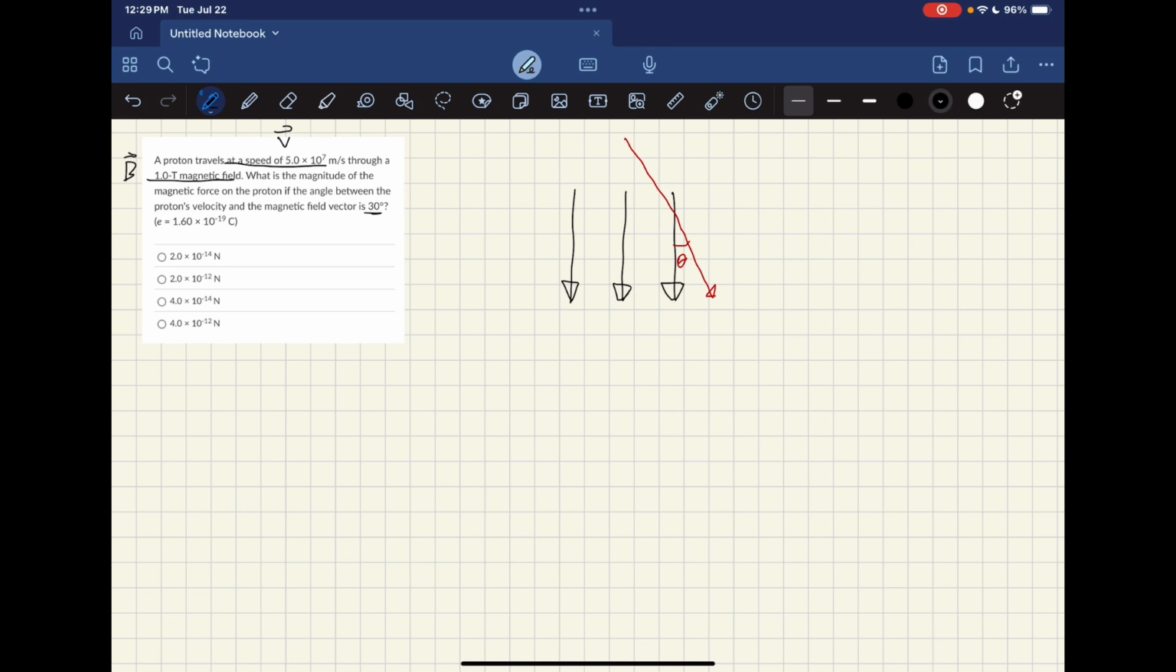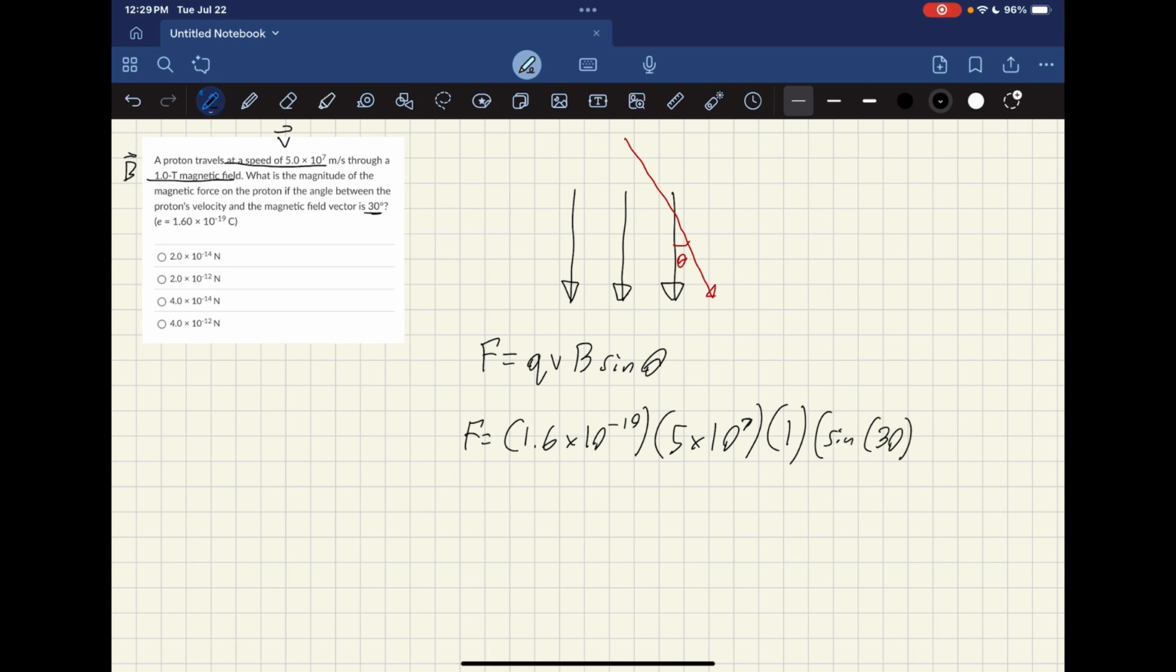So we can then use the Lorentz law again. Remember, we have F equals QVB sine of theta. So this is F equals Q, which is the charge of the proton, so that's 1.6 times 10 to the negative 19 coulombs, times the velocity vector, which is 5 times 10 to the 7 meters per second. And then times 1 Tesla, that's convenient. And then times, finally, we have the sine of 30. And again, I already calculated this ahead of time, but if you were to plug this into the calculator, you would get 4 times 10 to the negative 12 newtons as your final answer.